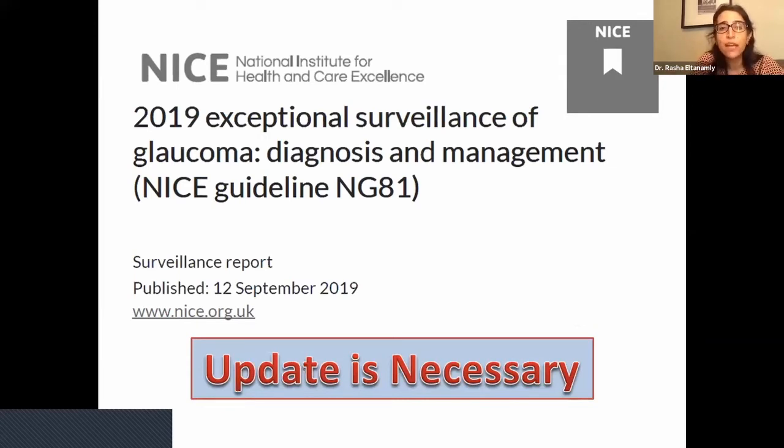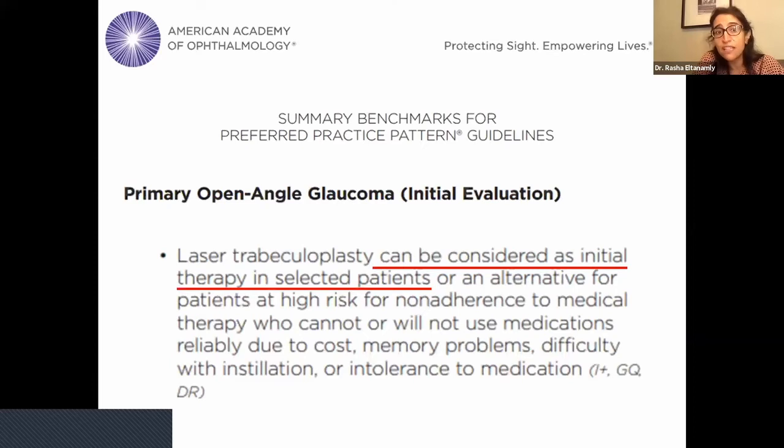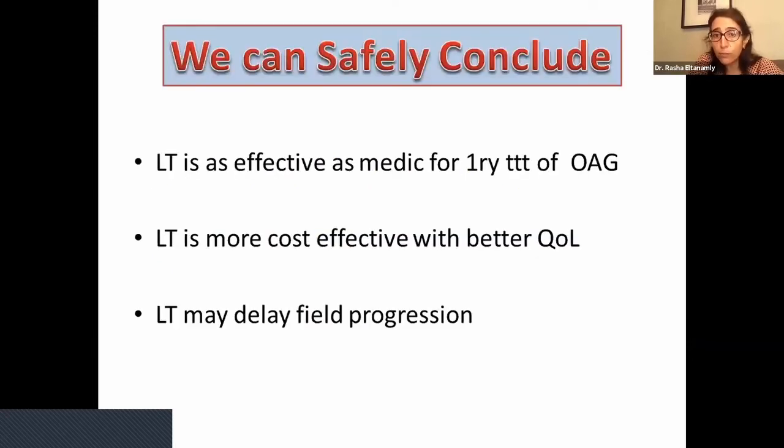The same is also mentioned in the preferred practice pattern guidelines from the American Academy of Ophthalmology. As you can see, they mention that laser trabeculoplasty can be considered as initial therapy in select patients with open angle glaucoma. So we can conclude that selective laser trabeculoplasty is as effective as medications for primary treatment of open angle glaucoma and ocular hypertension. It is more cost effective, it has influenced the patients' quality of life in a better way, and it may delay field progression.